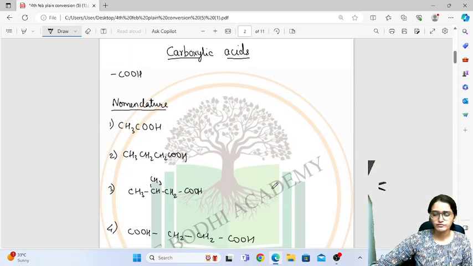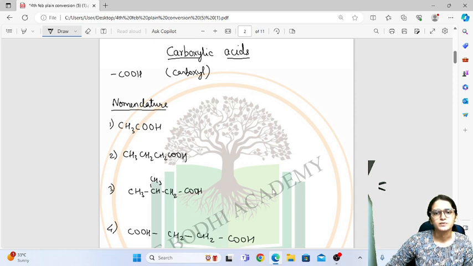Carboxylic acid is a functional group which is denoted by this particular formula, that is COOH. Okay, and this group is called the carboxyl group. If you have any compound in which this group is present, then that particular compound is called a carboxylic acid.